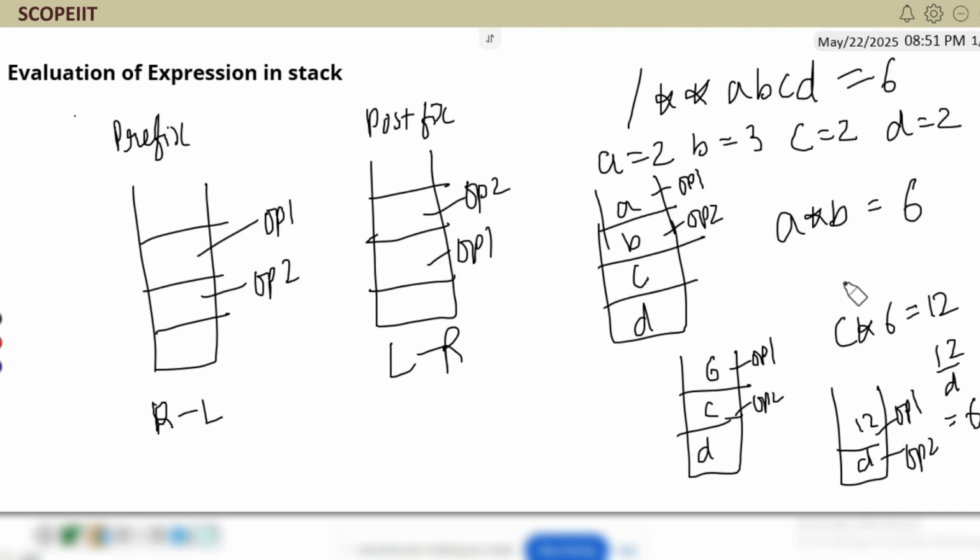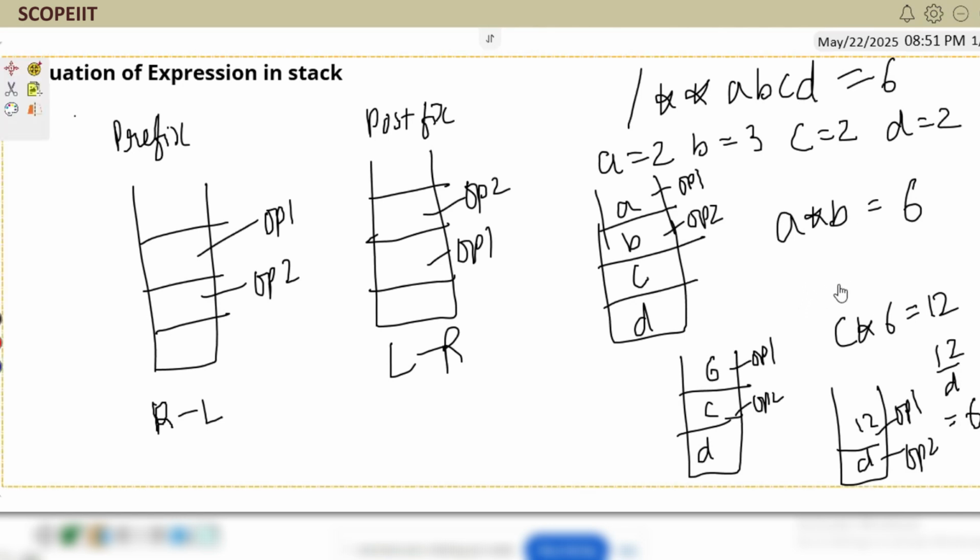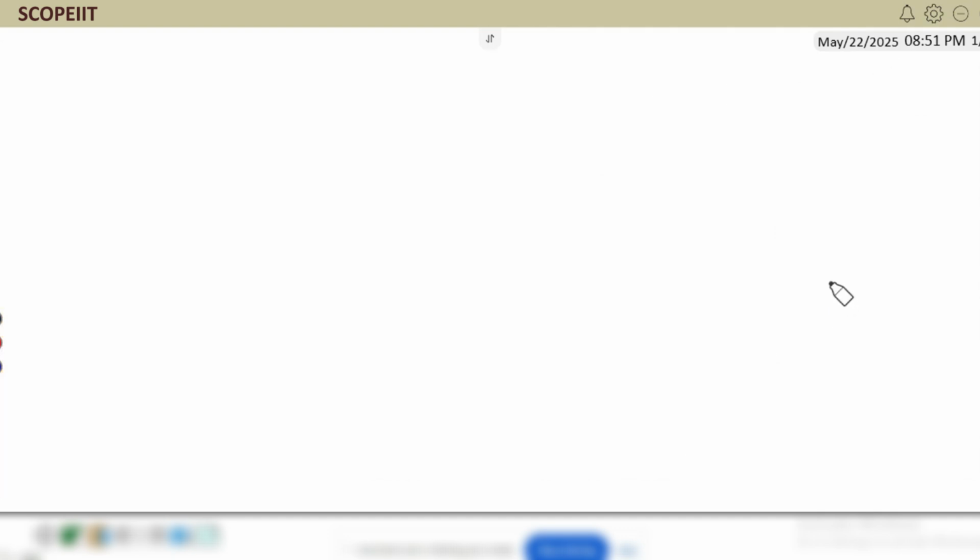Okay. One more example let us do. One example we did for prefix, one for postfix. Suppose I have A, B, C multiply by D divide plus F plus E, and one more minus is there. Now here, which expression is this one? This is your postfix.